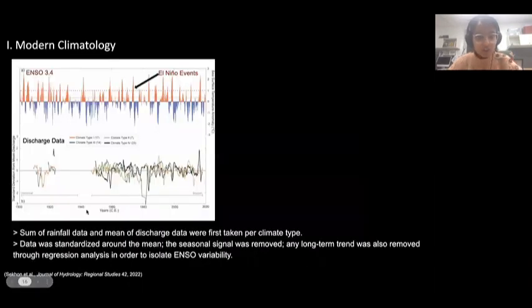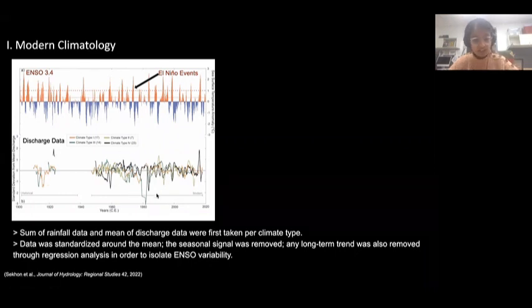Jumping straight in and looking at the results, on the top panel, what you're looking at is sea surface temperature anomaly in degrees Celsius for the ENSO 3.4 region. Anything that's in red are El Niño conditions, and anything that are in blue are La Niña conditions. The dashed line indicates El Niño events, which are sea surface temperatures greater than 1 degree Celsius. And then at the bottom over here, what you're actually seeing now are discharge data for the 4 different climate types. We have historical data as well as modern data.